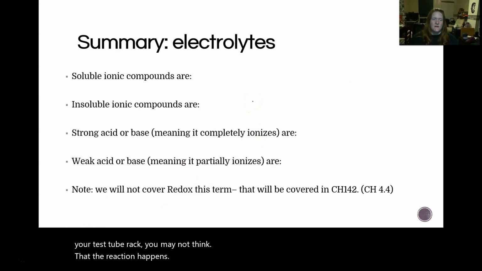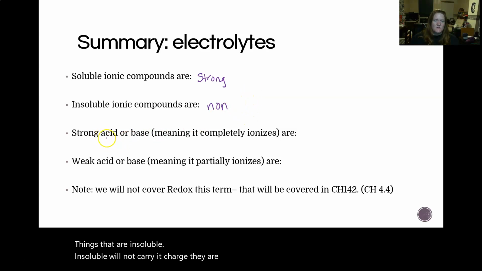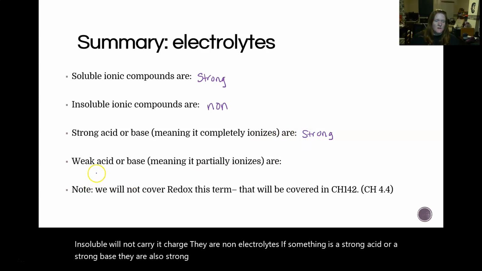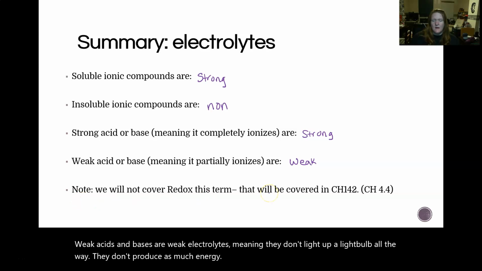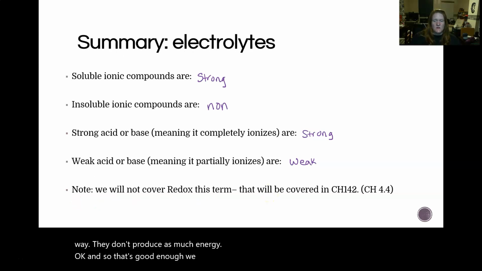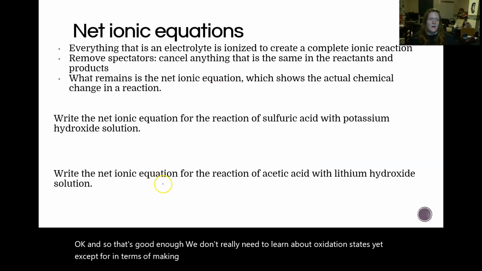Okay, let us summarize. Things that are soluble, ionic compounds, are strong electrolytes. Things that are insoluble will not carry a charge. They are non-electrolytes. If something is a strong acid or a strong base, they are also strong electrolytes. No tricks there. Weak acids and bases are weak electrolytes, meaning they don't light up a light bulb all the way. They don't produce as much energy. Okay? And so that's good enough. We don't really need to learn about oxidation states yet, except for in terms of making compounds like Na plus and Cl minus.